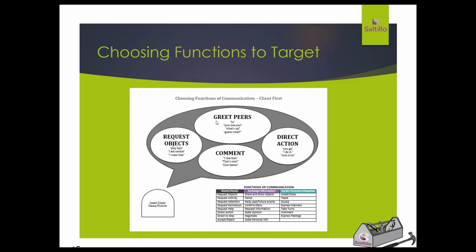those functions of communication. So under greet peers, you have hi, how are you, what's up, guess what, right? Under direct action, you go, I do it, turn it on, right? Under commenting, you have I like that, that's cool, cool beans. Under requesting objects, you can read, play ball, I want cookie, I want that, right? And then you can also insert a picture of your client here, all right? So this is just a quick way to make sure we're targeting other communicative functions beside requesting.